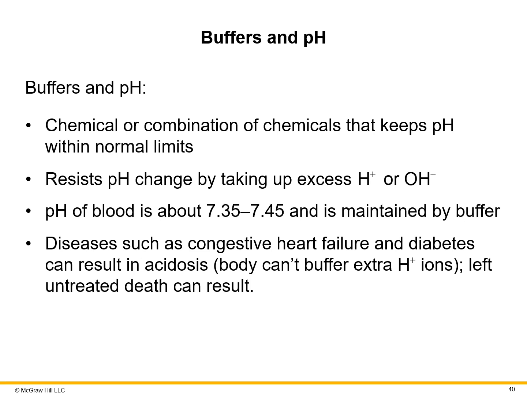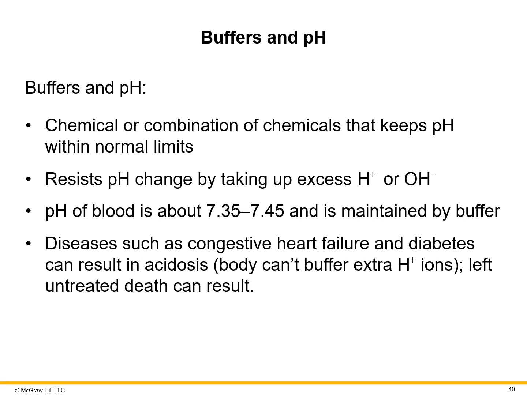But then we also have buffers. So there's chemicals or combinations of chemicals that keep pH within normal limits. So using a buffer, you can resist pH change by taking up the extra hydrogen or the extra OH. So the pH of the blood is about 7.35 to 7.45, but it's maintained by a buffer because we eat things that are acidic, and then we eat things that are basic. And we're fluctuating inside of our bodies all the time, and without a buffer, we would die. So the buffer helps maintain homeostasis within our body of pH balance.